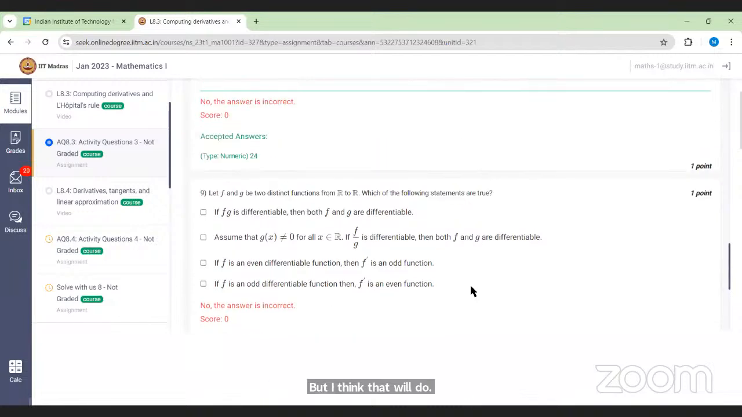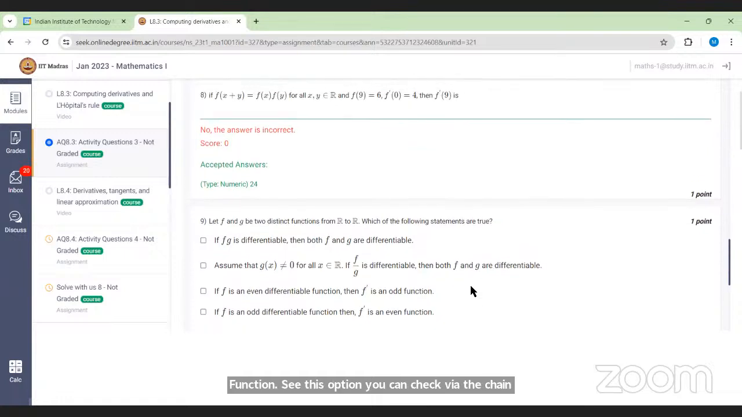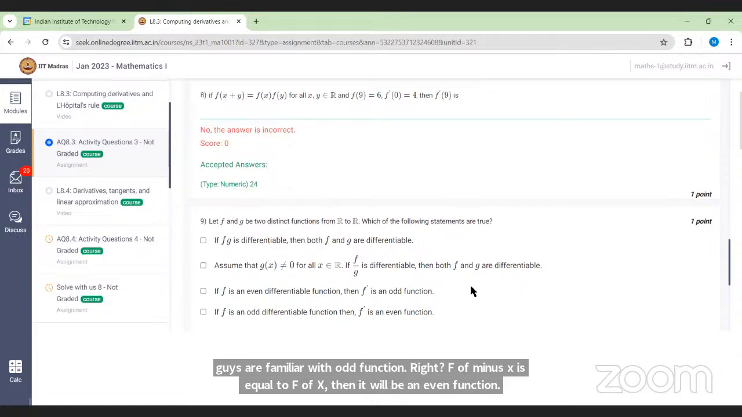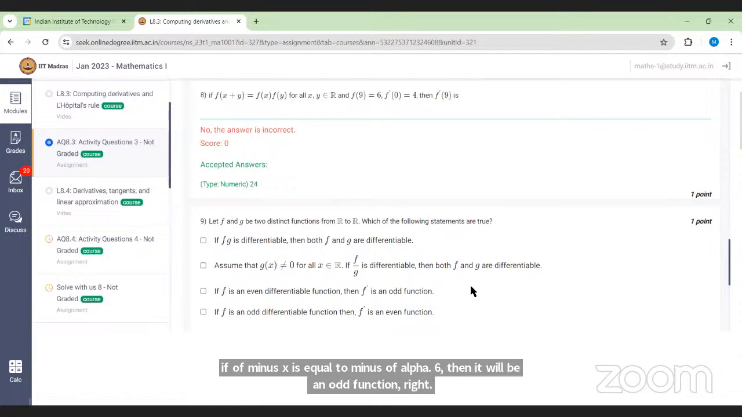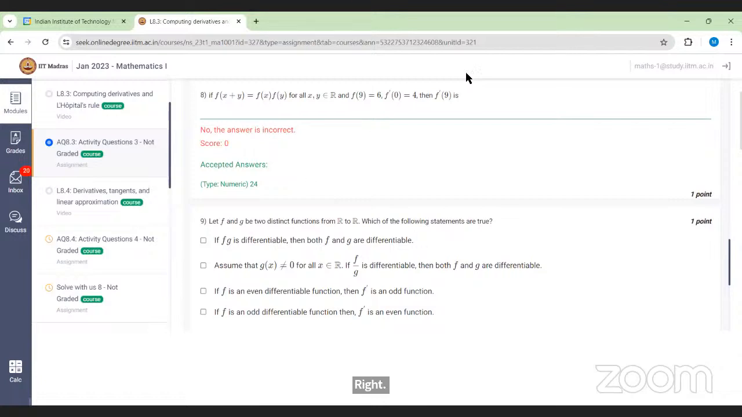Now, if f is an even differentiable function, then f dash is an odd function. See, this option you can check via the chain rule, right? You guys are familiar with odd and even functions, right? If f of minus x is equal to f of x, then it will be an even function. And if f of minus x is equal to minus of f of x, then it will be an odd function, right?